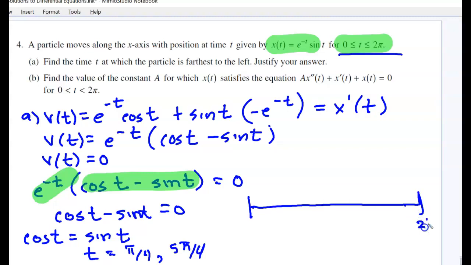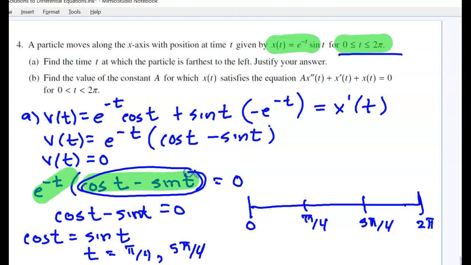So if we have our number line from 0, there's pi by 4, there is 5 pi by 4, and in this first interval, if I do a sign check, we'll use pi by 6. We stick pi by 6 in here because pi by 6 is in the interval 0 to pi by 4. It'll work out that cos t minus sine t is positive.